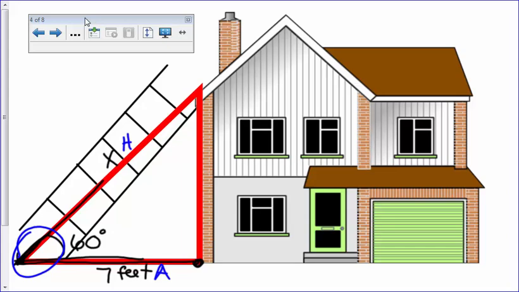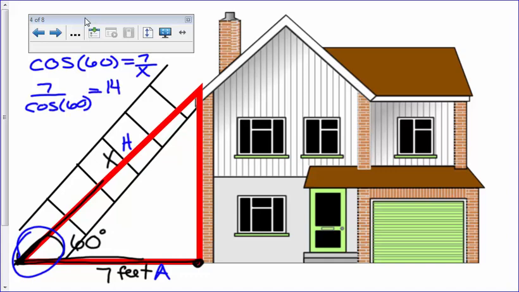So adjacent and hypotenuse is cosine. So we're going to say cosine of 60 is equal to 7 divided by x. And again, switch that, and we're going to type in our calculator 7 divided by cosine of 60. And you're going to get an answer of 14. Now remember, it said our units were feet. So our answer is 14 feet.